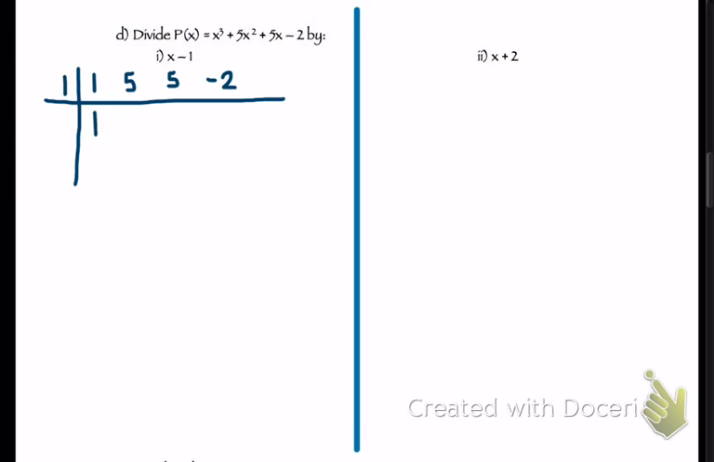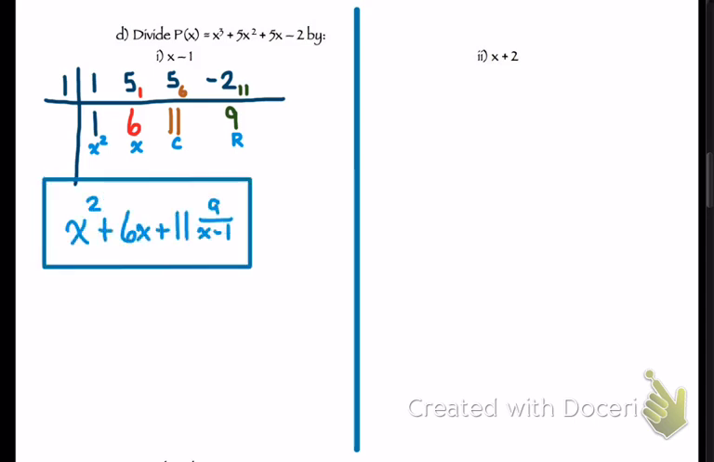I multiply 1 times 1, that gives me 1. I add them. Multiply, add. Multiply, add. Alright, so think about that. 9 is my remainder. 11 is my constant. 6 is my x. 1 is my x squared. And voila, there is my answer.